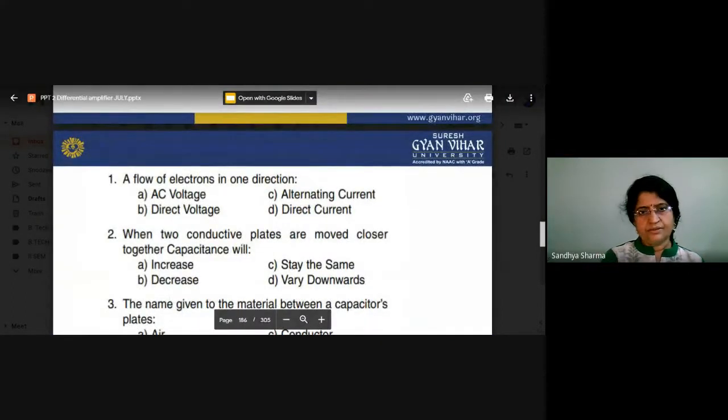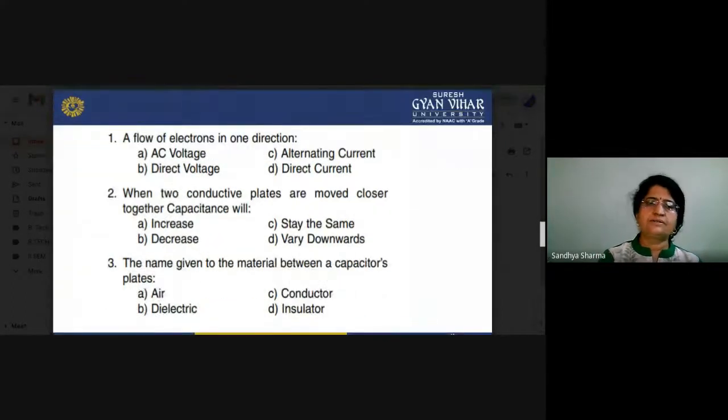So there are some objective questions. We can just see how we can solve these objective questions. The flow of current in one direction. How much voltage and current? What is the name of that particular thing? When two conductive plates are moved closer together, what will happen? Capacitance will increase or decrease. For this, you have to read our lecture completely.